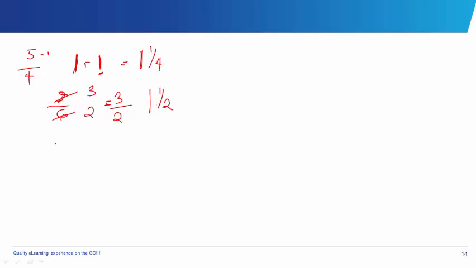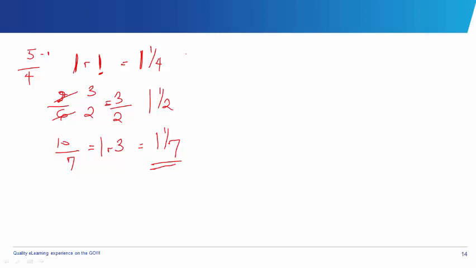Okay, let's look at another example. 10 over 7. So the first thing we'll do is divide. If you divide this, you have 1 remainder 3. So we'll express it as 1 whole number 3 over 7. Okay, so this is how we divide.